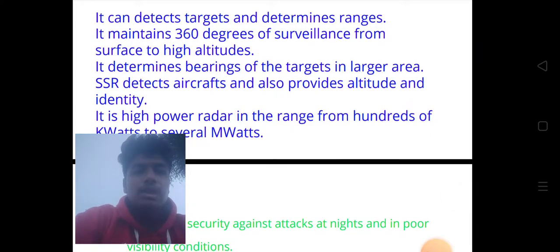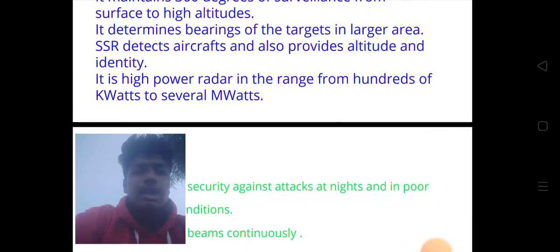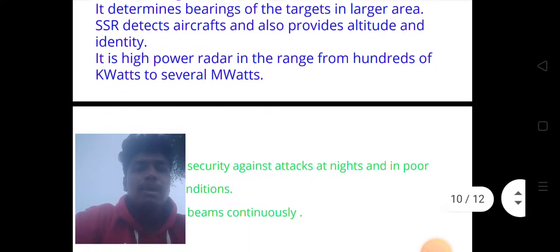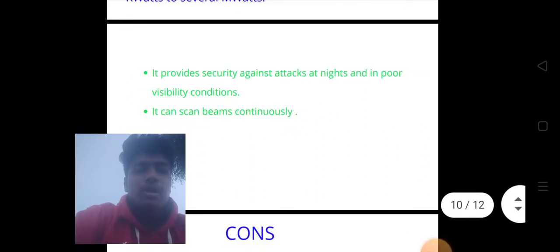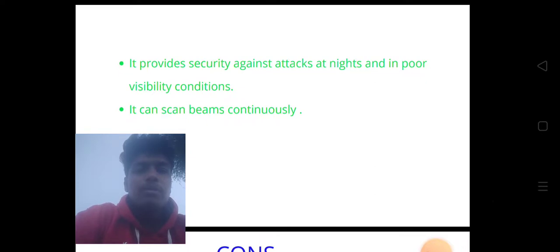Secondary surveillance radar detects aircraft and also provides altitude and identification. It is a high power radar in the range from hundreds of kilowatts to several megawatts. It provides security against attacks at night and in poor visibility conditions. It can scan beams continuously.